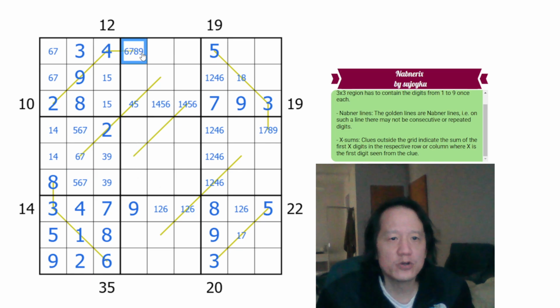Okay, this can no longer be 9 or 8 because 9 is on the Nabner line, and you can't have repeats, and then you can't have consecutive numbers, so this can't be 8 or 9. This is 6 or 7.